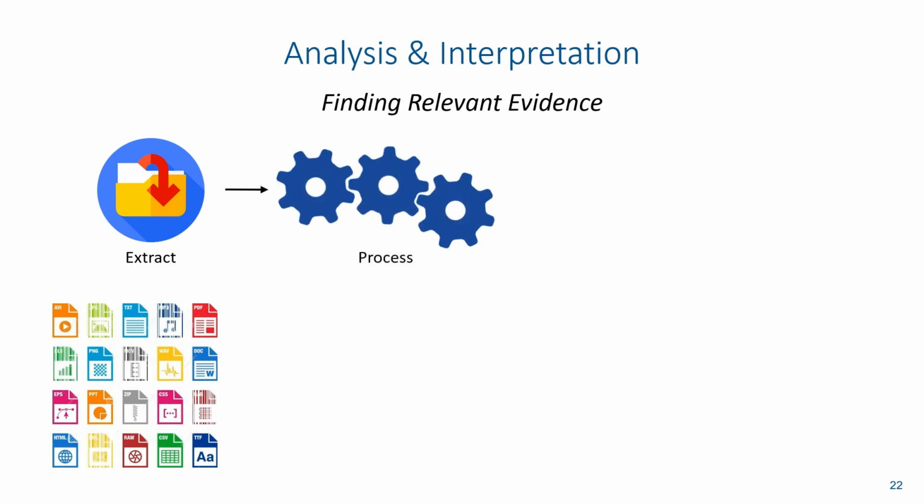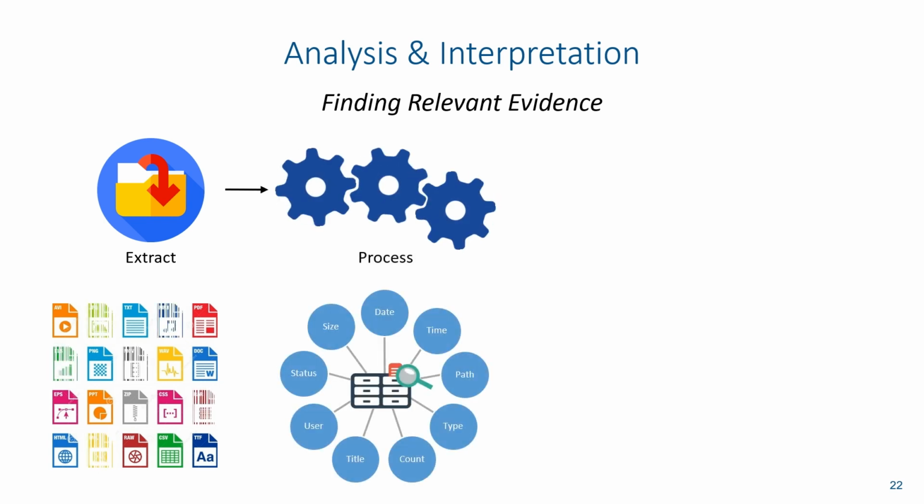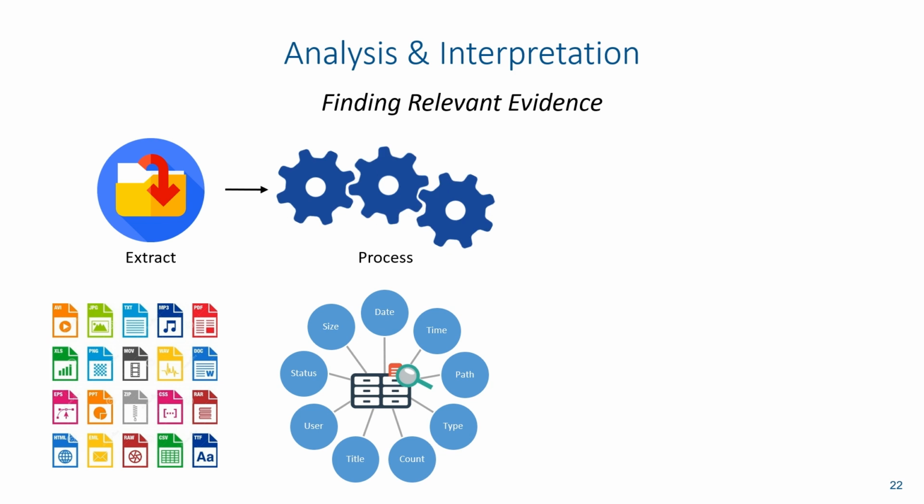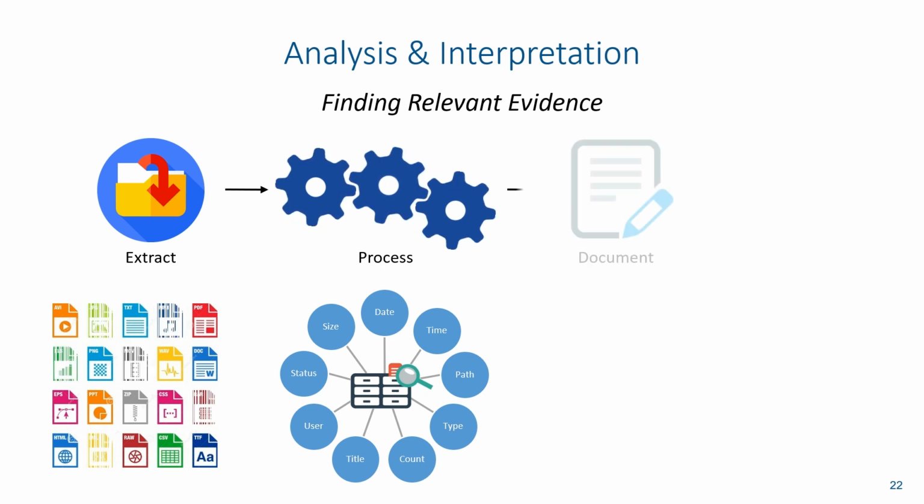The next step is to process the evidence. For example, we'll want to look at the metadata to find information associated with the file itself. This could be the date, time, path, type, count, title, user status, and size.